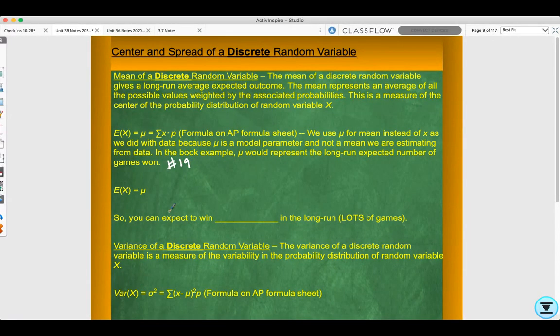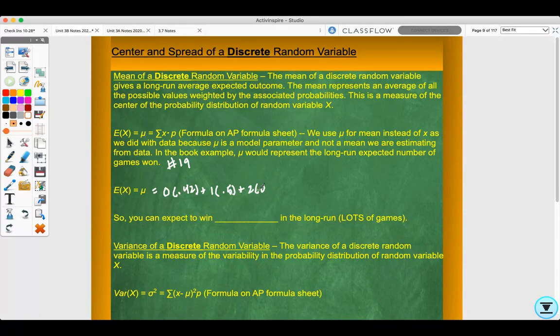So my expected value of mu that I found, I took 0 games times 0.42 plus 1 game times its probability of 0.5 plus 2 games times its probability of 0.08 to get 0.66 games as the expected value. So you can expect to win in the long run 0.66 games if you continue to play upwards of 100 to 1,000 to 100,000 games.